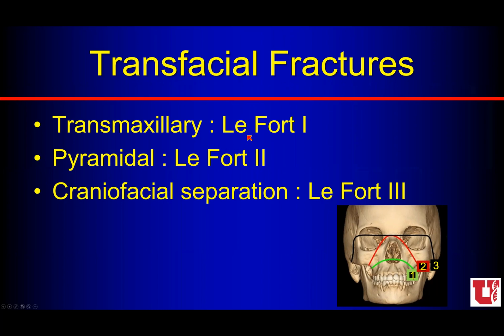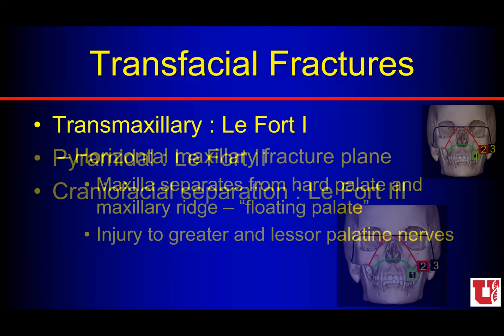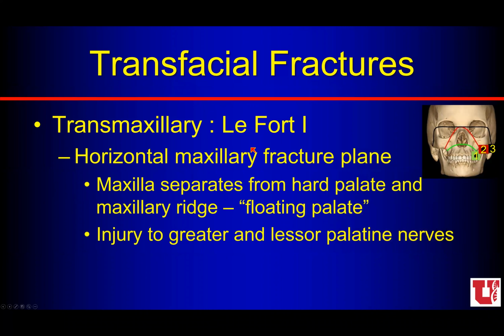The transmaxillary is the Lefort 1, that's number 1 down here. The pyramidal is Lefort 2 in red, and the craniofacial separation is the Lefort 3 that goes through the orbits at that location. We'll look at each of these and what they look like on imaging and how we define them. So first we have the Lefort 1.